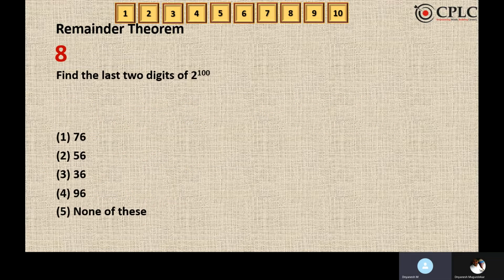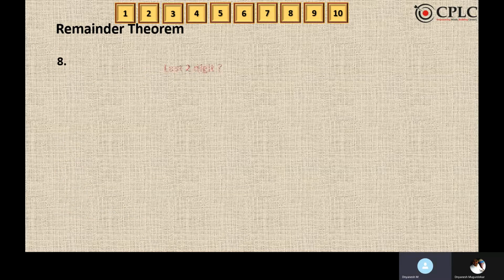Eighth one, last two digits of 2 raised to 100. I'll give you a property for this. Remember this: last two digits of any number is as good as dividing that number by 100. So this is the thought process you will need to work with. So 2 raised to 100 divided by 100 will give me the last two digits of 2 raised to 100. For any number, the last two digits: always divide by 100.